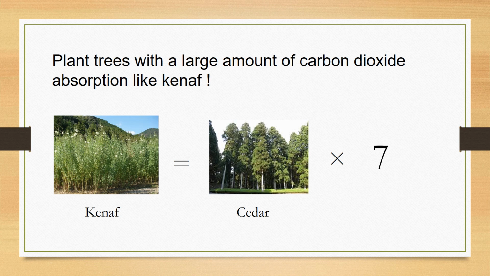The easiest thing is to increase the number of plants, increasing the oxygen and reducing the carbon dioxide. However, since trees are important resources such as paper, it is very difficult to increase trees, so we should plant high-quality trees with a large amount of carbon dioxide absorption like kenaf.